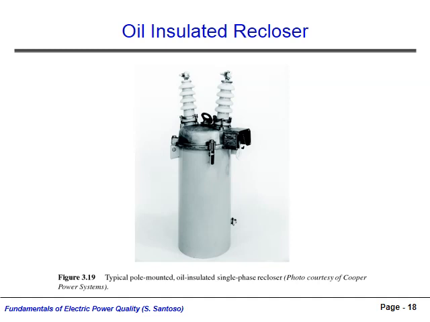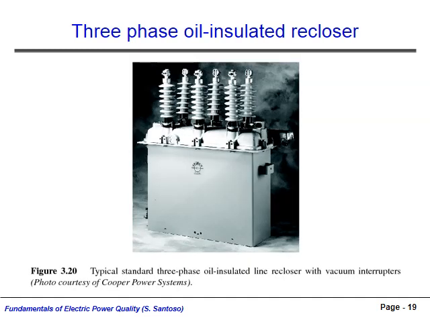This figure shows a typical single-phase recloser. It would be mounted on a pole top and it is insulated with oil. This is another oil-insulated recloser, but this one operates on all three phases. Depending on the model, the recloser may open and reclose all three phases together, or may be capable of operating on one phase at a time. This type of recloser would probably be found in a substation.